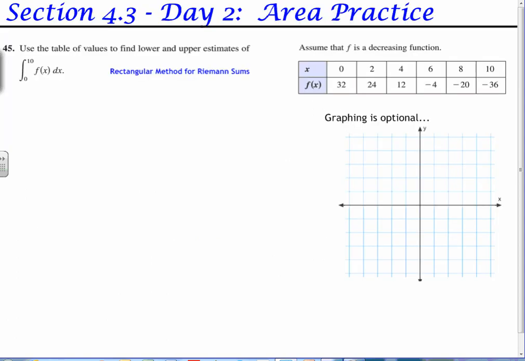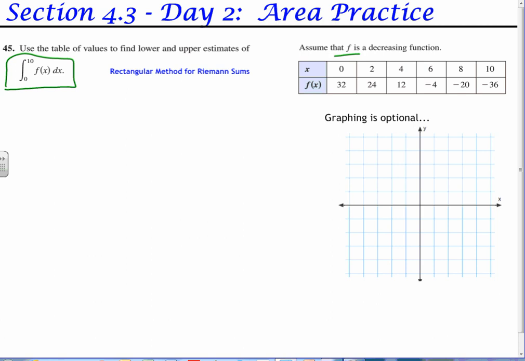So now take that into this next problem, this problem 45 that was in the textbook. They ask us to do both lower and upper estimates of the integral from 0 to 10 of f of x. And here is the table that is representing a few key values from the function f. And they want us to use a rectangular method, once doing the lower estimate, once doing the upper.